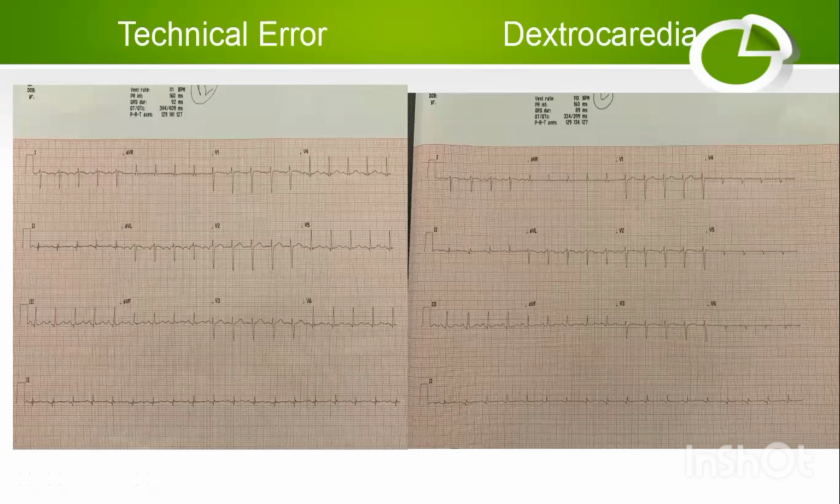Here we find two ECGs. We will look at the technical error of the right ECG. Here is a reversal of limb leads in AVR and lead 1 and AVL in both ECGs, but the difference is in R wave progression in chest leads. In the right ECG there is normal R progression or good R progression, so it's a technical error. But in the left ECG there is a mirror image with zooming at V1, so it is dextrocardia.